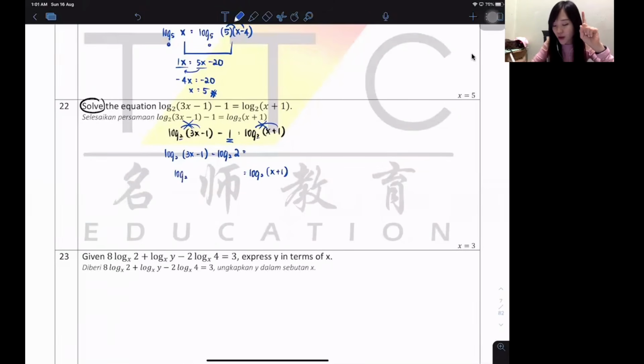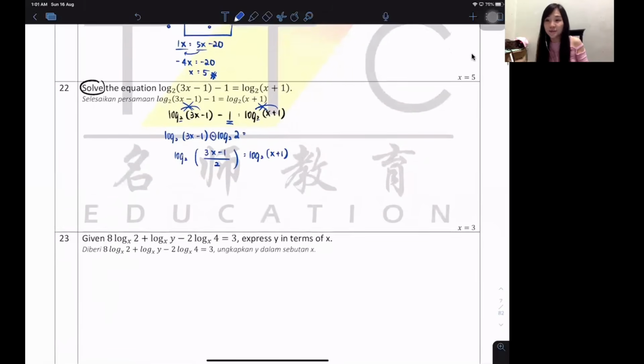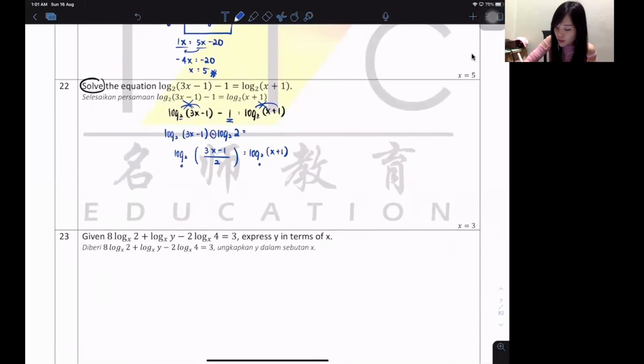Left side, how to make it 1? In between is a what? Minus. So guys, plus combined together is times. Minus combined together is divide. Very good. Divide. Isn't it like this? So left side 1, right side 1. Let's compare that. Compare, don't cut. Isn't it 3x minus 1 over 2 equals x plus 1?